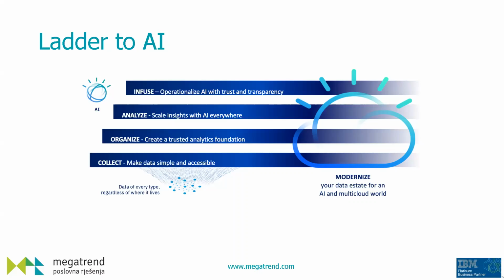Then we step to the next step, which is analyze. We don't want to have our analysis, of course, wrong. This is why we organize and cleanse our data. So the third step is analyze, where we analyze our data which we cleaned, and analytics can be human-centered or machine-centered.